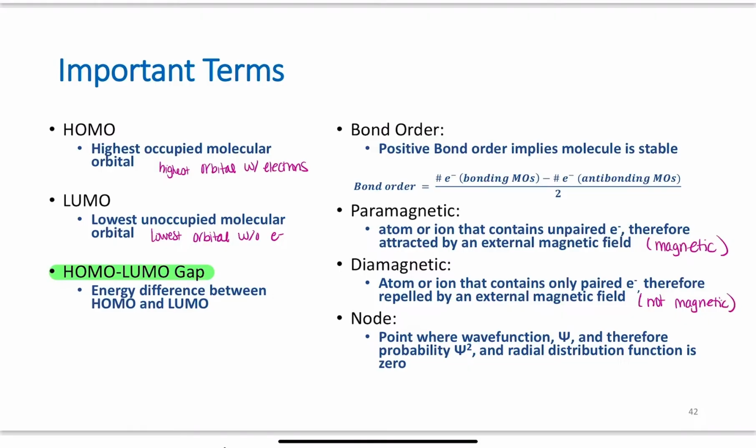And a node is the point where the wave function psi, and therefore the probability psi squared of the radial distribution function, is 0. A node, it's a fancy way of saying that, like on a pi orbital or a p orbital, at your node, no electron resides. That should say node. It's void of electron density.